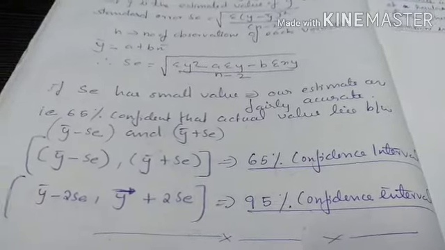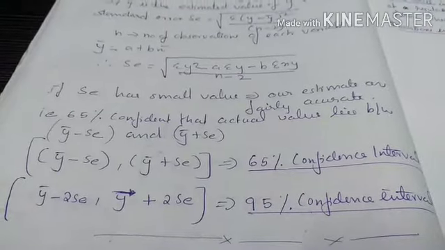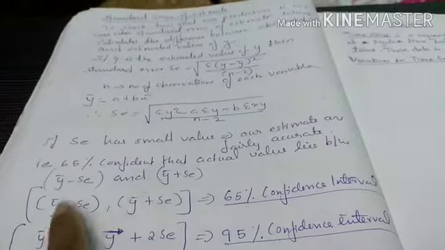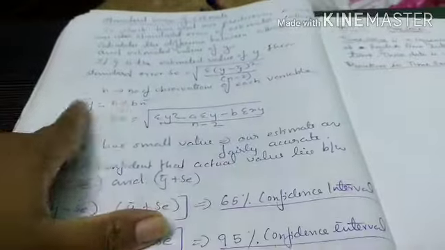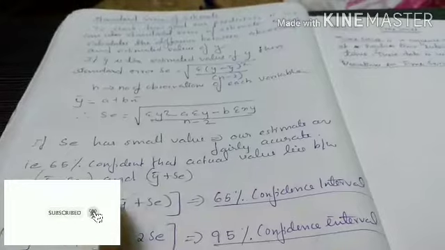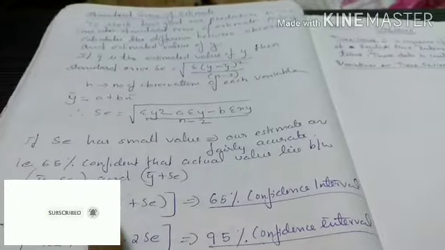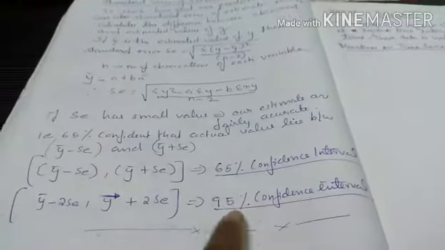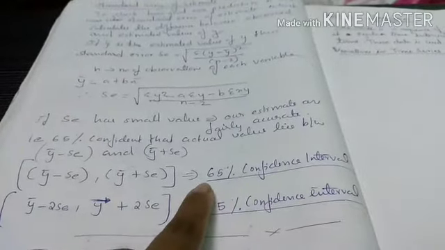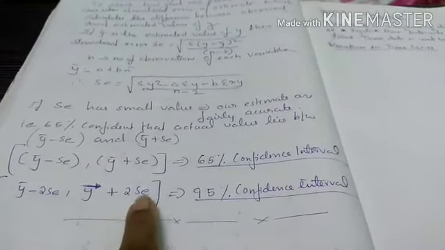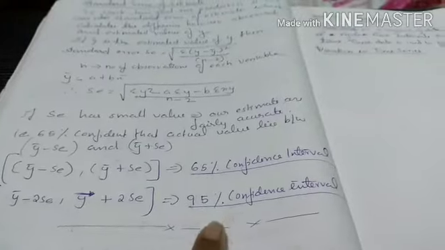So a question will be asked to find the 65% confidence interval. You just have to first find Se, that is the standard error, then this equation gives y bar minus Se and y bar plus Se. So we will get the interval up to which there is 65% confidence that our estimate is accurate. y bar minus 2Se, y bar plus 2Se gives the 95% confidence interval.